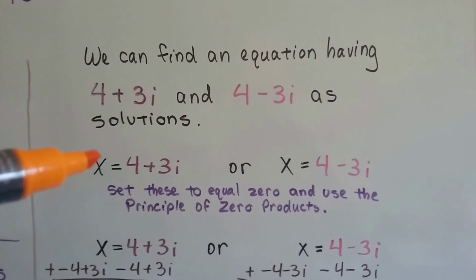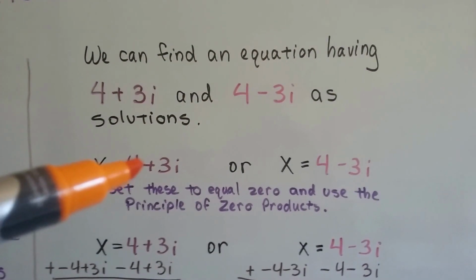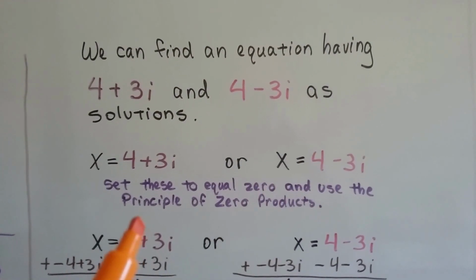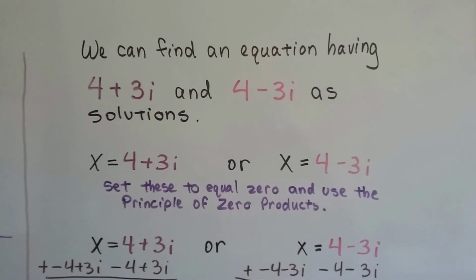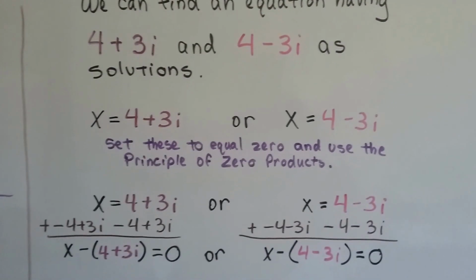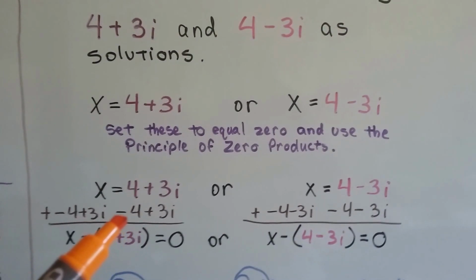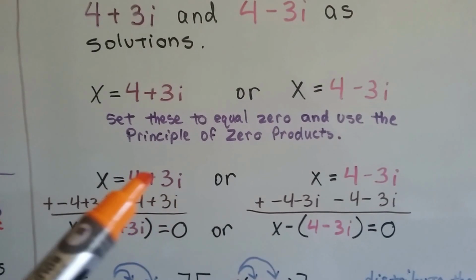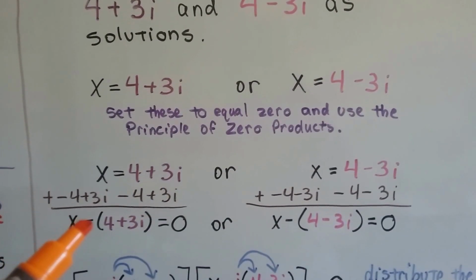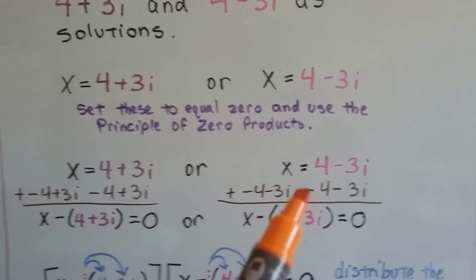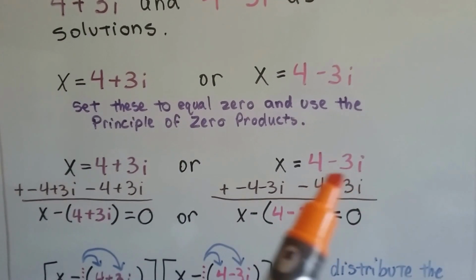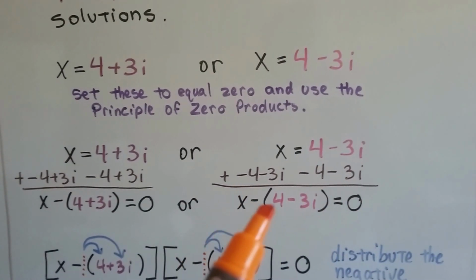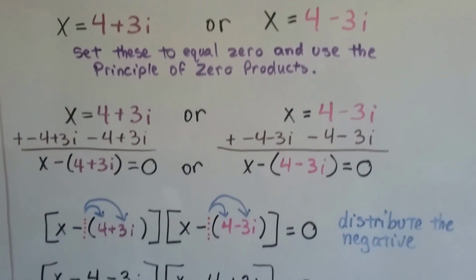We set it as x equals 4 plus 3i or x equals 4 minus 3i. We set these to equal 0 and use the principle of zero products. So what we do is we're going to take away the 4 plus 3i from this side and this side to make this equal a 0. That's going to give us x minus 4 plus 3i on this side. We're going to do the same thing over here. We're going to take this away so it's set to 0 because that'll make a 0 pair. And on this side we have x minus 4 minus 3i equals 0.